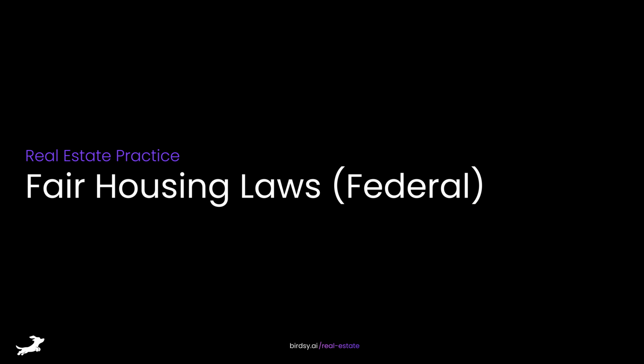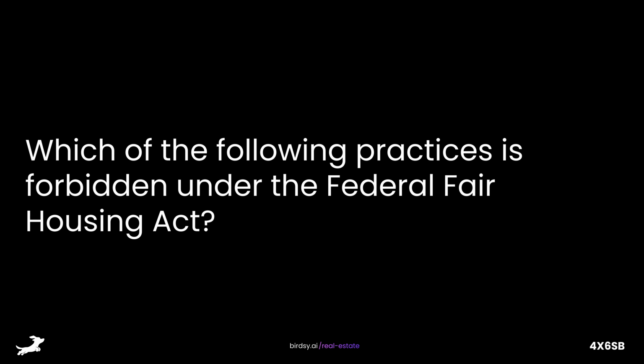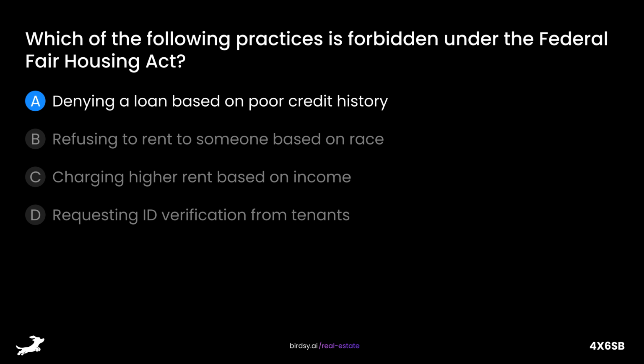Fair housing laws. Which of the following practices is forbidden under the Federal Fair Housing Act? Is it A, denying a loan based on poor credit history? B, refusing to rent to someone based on race? C, charging higher rent based on income? Or D, requesting ID verification from tenants? The answer is B, refusing to rent to someone based on race.